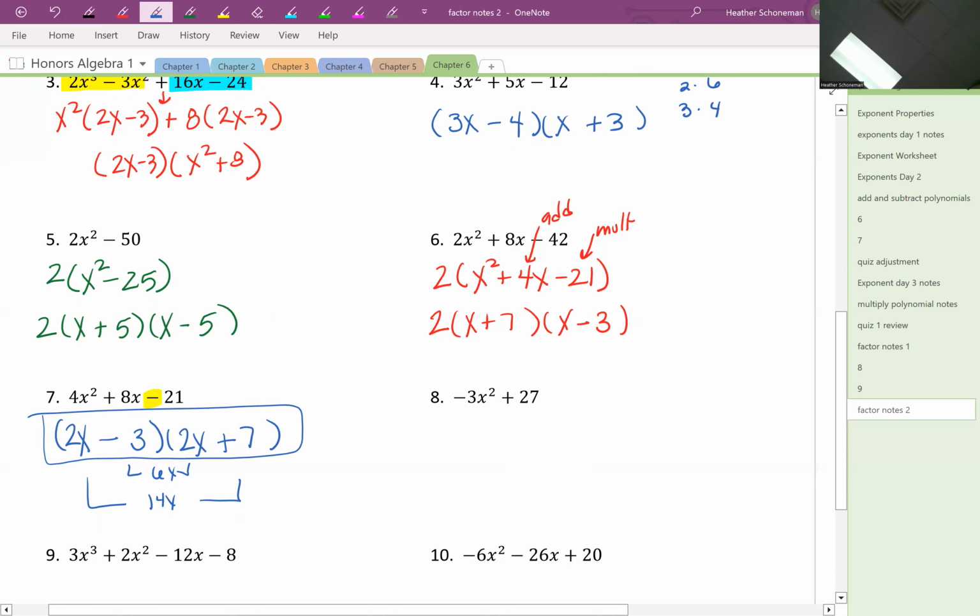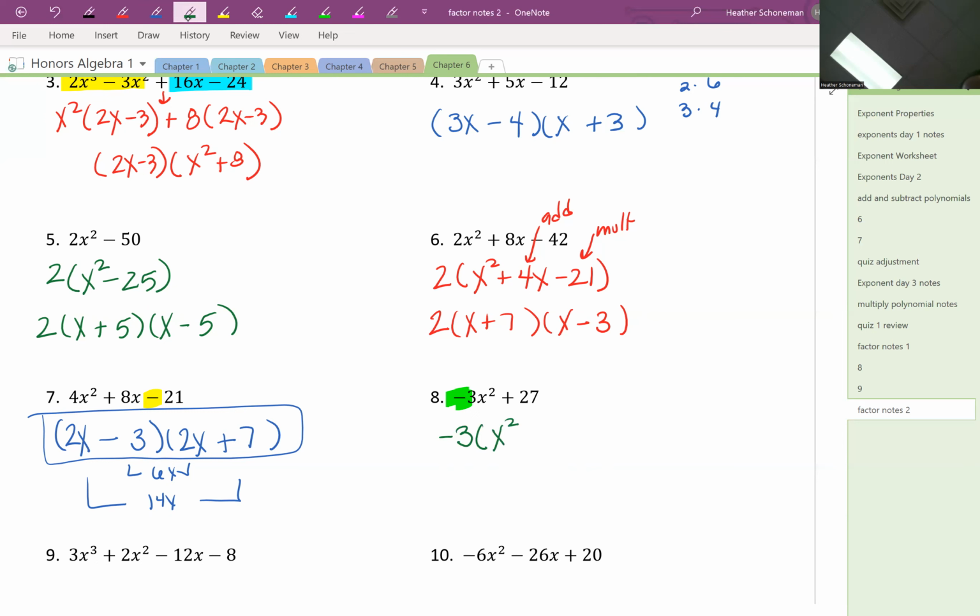Okay, number 8. Now, we know we've got to look for the greatest common factor, but with this -3 right here, we know we have to have one because when it starts with a negative, we have to factor out at least a -1. On this one, we can take more than that out. We can take out a -3. So I take out a -3 and I'm left with x squared. 27 divided by -3 is -9.